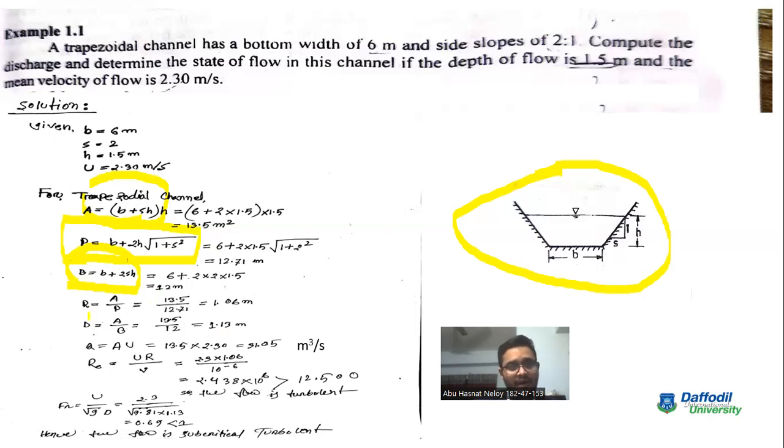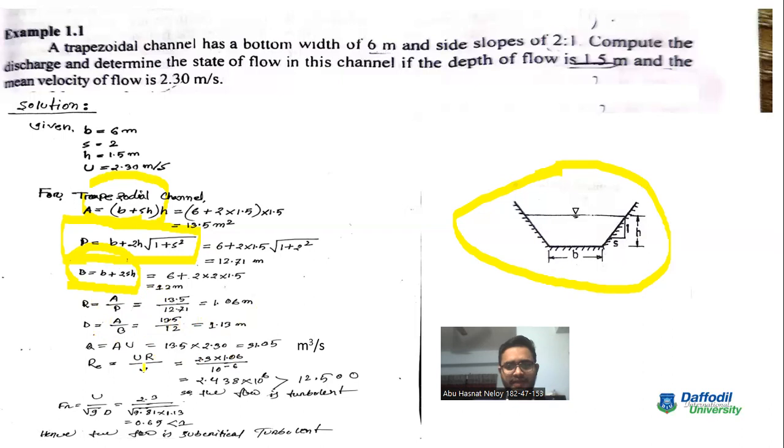And now hydraulic radius. The hydraulic radius formula is R is equal to A by P. So we substitute the values and then we get hydraulic radius R is equal to 1.06 meters. And now hydraulic depth. We already know hydraulic depth D is equal to A by B. So we know the value of A and the value of B. We calculate all these values, substitute them, and we get hydraulic depth D is equal to 1.13 meters.